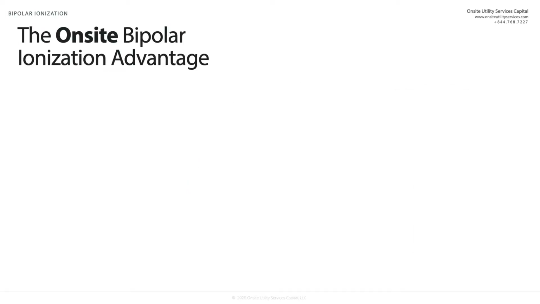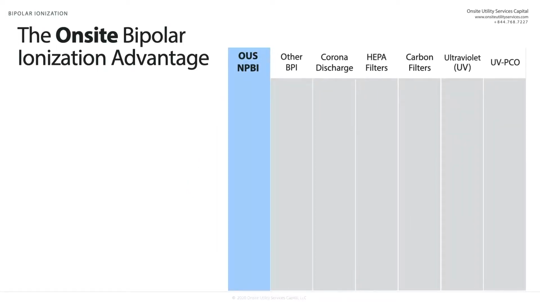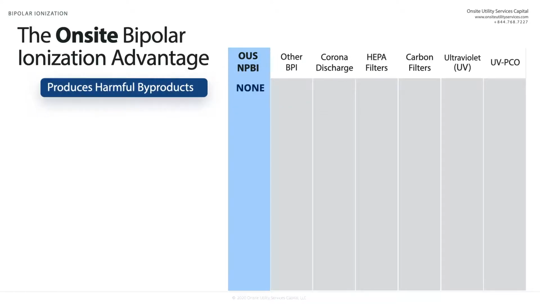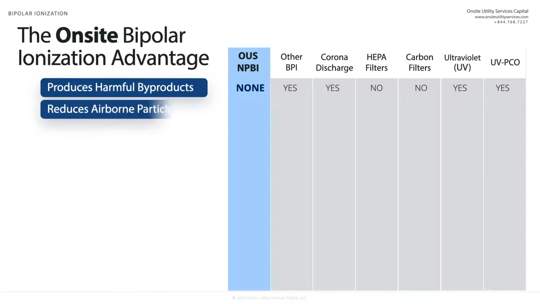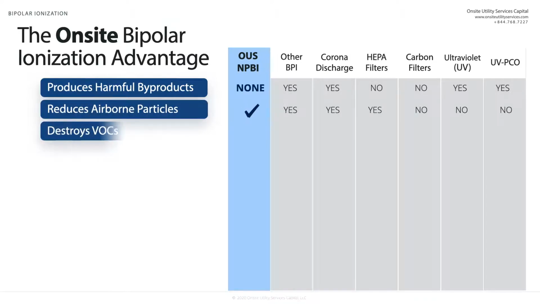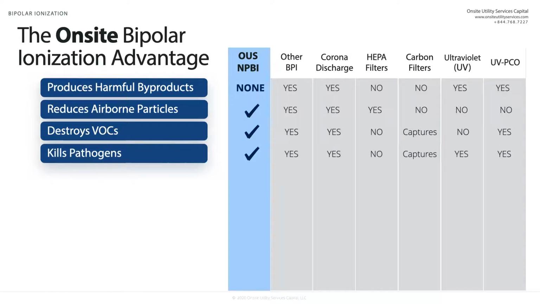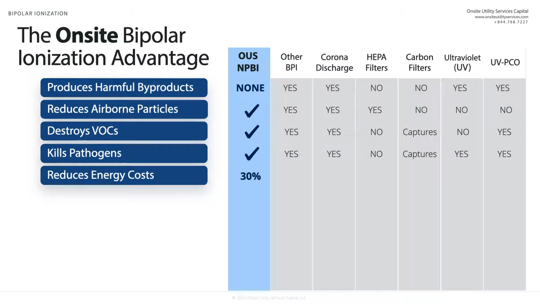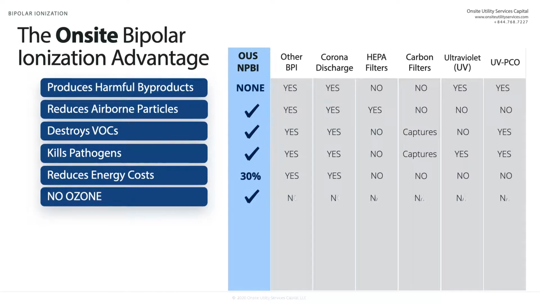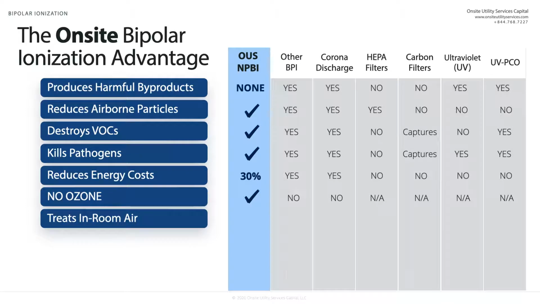The advantages of Onsite Utility Services' NPBI solution are impressive. It produces no harmful byproducts, whereas other solutions such as corona discharge air purification and UV light discharge byproducts that can be harmful. NPBI reduces the particles in the air, destroys volatile organic compounds from the air, making your air smell clean and pure. It kills viruses and pathogens, including the coronavirus. It reduces your energy costs by as much as 30%. Good luck trying to get that from any other solution. It produces no ozone, making it completely safe for any building type. It treats the air inside of targeted individual rooms or offices where needed.